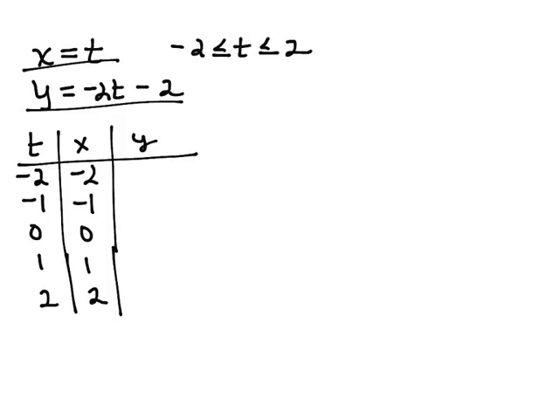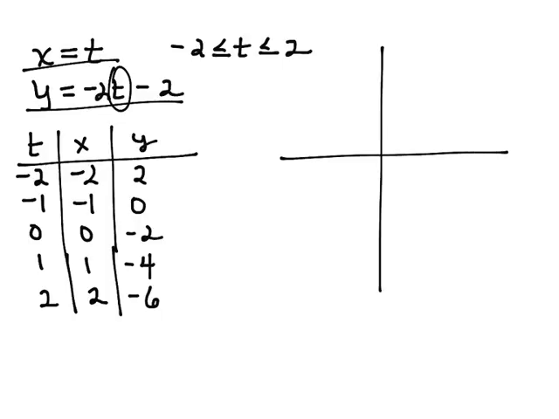So if t is equal to -2, -2 times -2 is 4, and 4 minus 2 is 2. If we substitute in -1, -2 times -1 is +2 minus 2 is 0. If we substitute 0, we get 0 minus 2, which is -2. If we substitute in 1, we're going to get -2 minus 2, which is -4. And finally, if we enter 2, -2 times 2 is -4 minus 2 is -6.